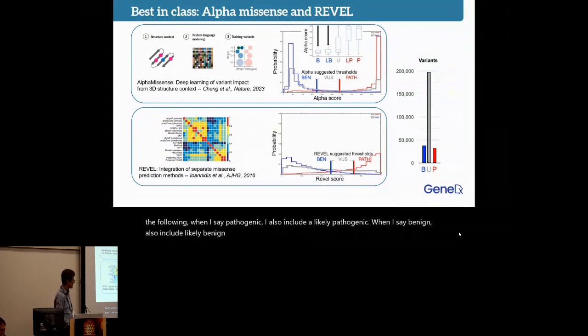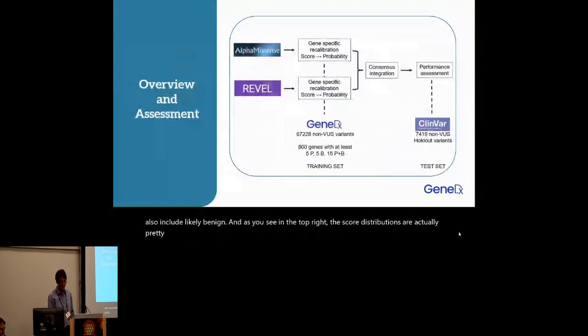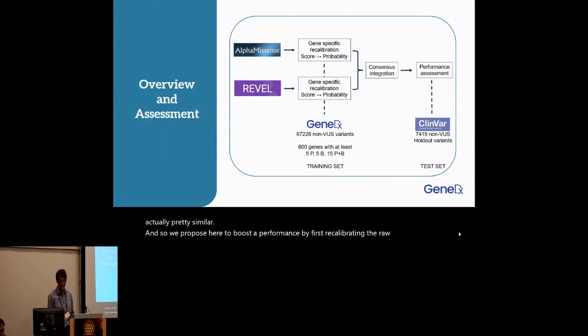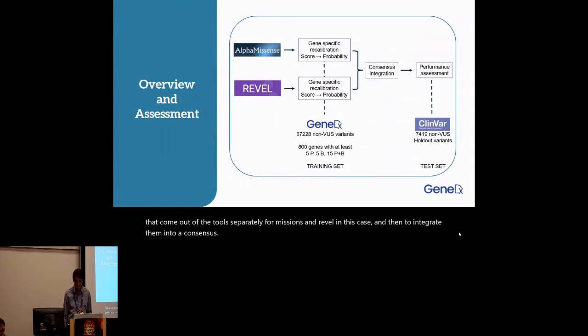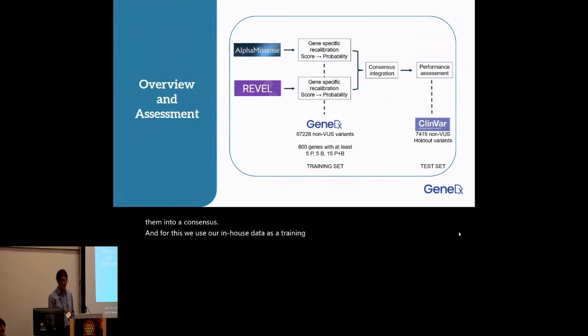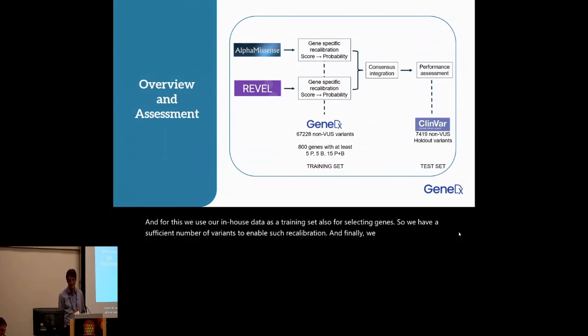As you see in the top right, the score distributions are actually pretty similar. So we propose here to boost performance by first recalibrating the raw variant scores that come out of the tools separately for AlphaMissense and REVEL in this case, and then to integrate them into a consensus. For this, we use our in-house data as training set, also for selecting genes where we have a sufficient number of variants to enable such recalibration. And finally, we evaluate the consensus score on a holdout data set of variants from ClinVar.